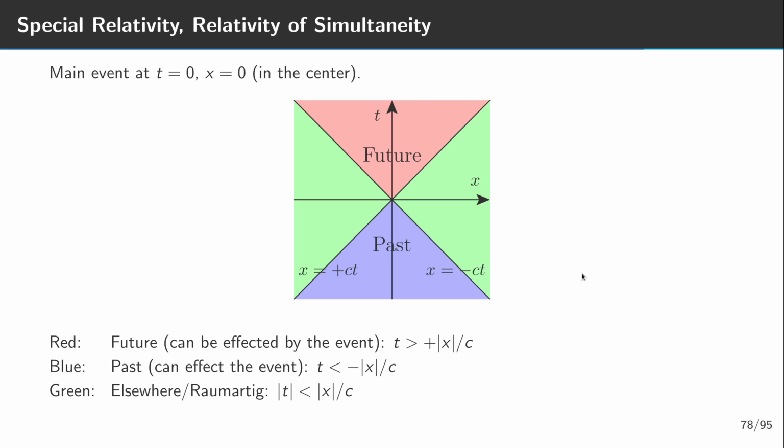Now if you look at both inequalities here, we can see that there are now events that are neither in the past nor in the future of our main event. This is shown in green and sometimes called elsewhere or raumartig in German. In this case, both events are far from each other in space and happen very close after each other. Neither event can affect the other one.